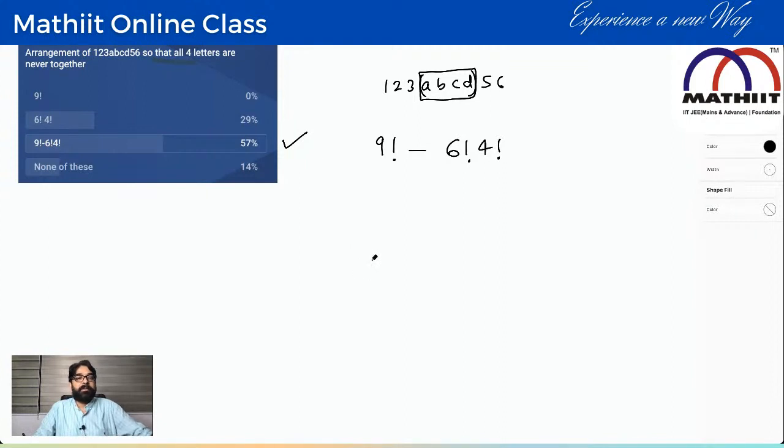And maximum people mark C option only. But there are people who are marking the first one, and there are people who are marking none of these also. Please concentrate. It's a very simple question. Right? So let's go ahead further. I hope it's clear, the solution of this question is clear to everybody.